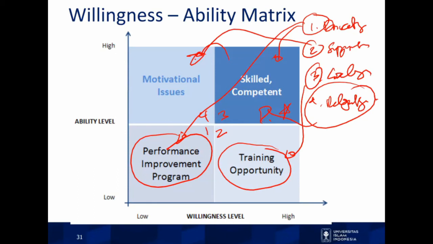Means that if they see staff in quadrant number 2, they have to apply a coaching style of leadership. If they meet staff in quadrant number 4, they have to change their style into supporting. If they meet staff in quadrant number 3, they have to change their leadership style to delegating leadership style.